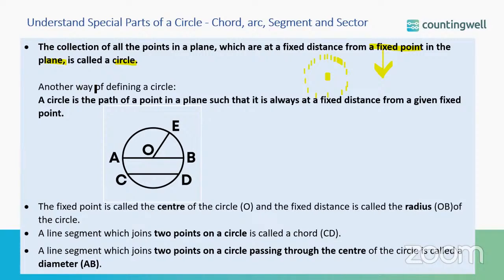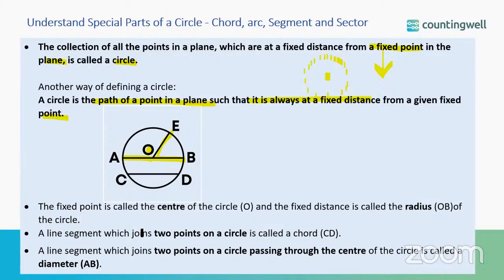How can we define a circle in another way? It is nothing but the path of a point in a plane such that it is always at a fixed distance from a fixed point. So O is the center of the given circle. The fixed distance is nothing but the radius of the circle. So we can take AO or OB or OE as the radius of the circle. All three have the same length.